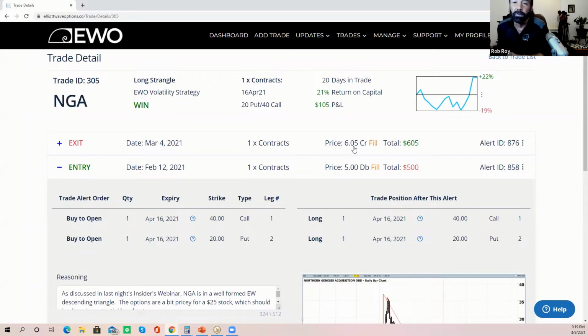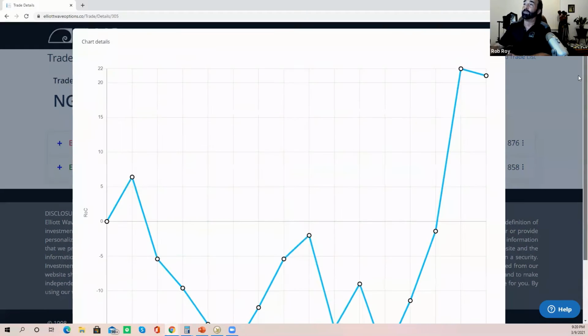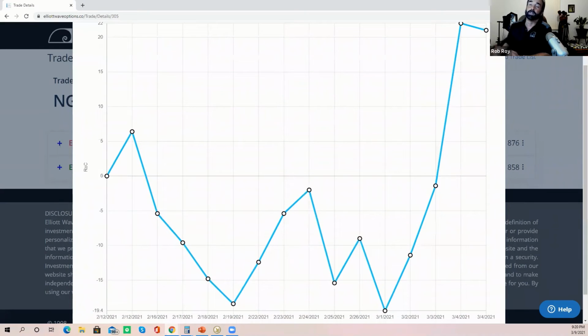But that is what happens when you're dealing in a world with where we are now, with these high momentum stocks and these massive moves that are creating incredible volatility in the options. And so it's something to be aware of, and maybe some you want to stay away from.